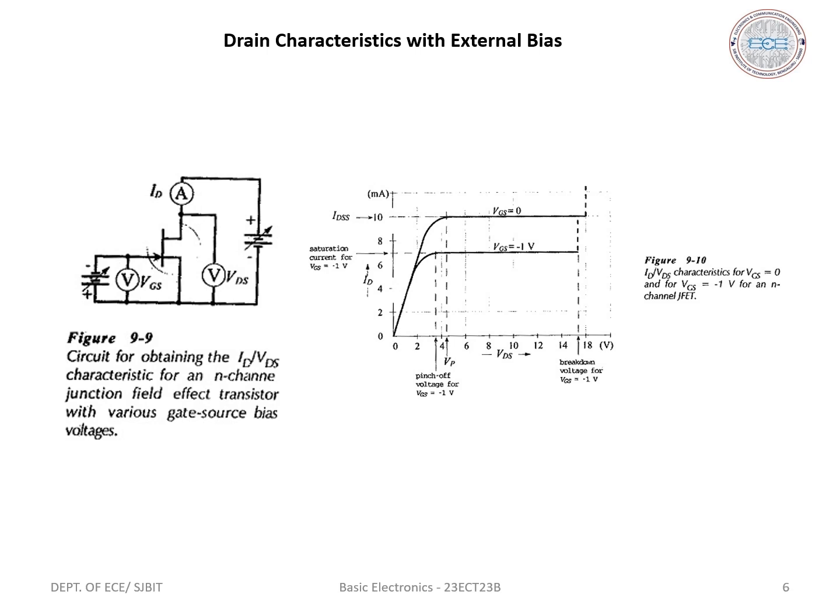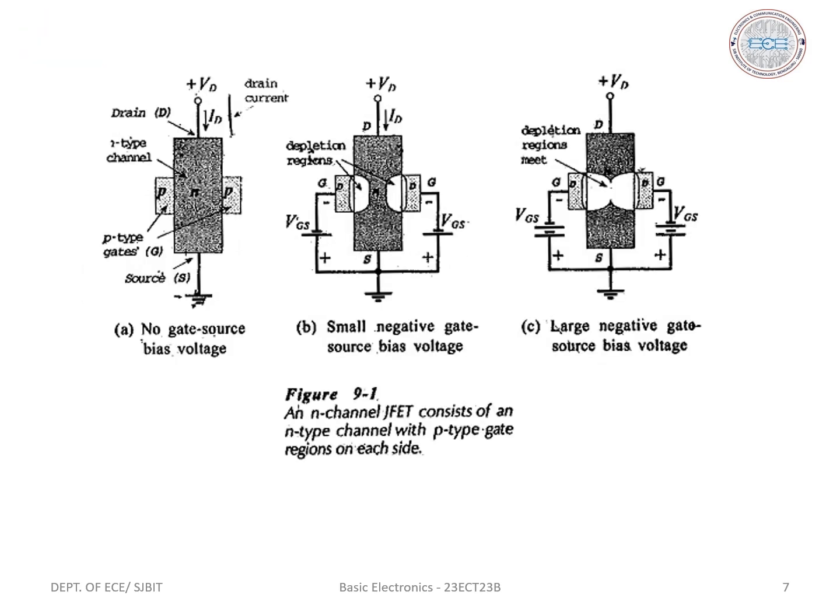Since the pinch off voltage is 4.5 volts, suppose VGS equal to -4.5 volts is applied. Then the depletion regions penetrate so deep into the channel that they meet in the middle, completely cutting off ID. So VGS equal to VP reduces ID to 0. The bias voltage required to do this is termed the gate cutoff voltage. This is an N-channel JFET consisting of an N-type channel with P-type gate regions on each side.